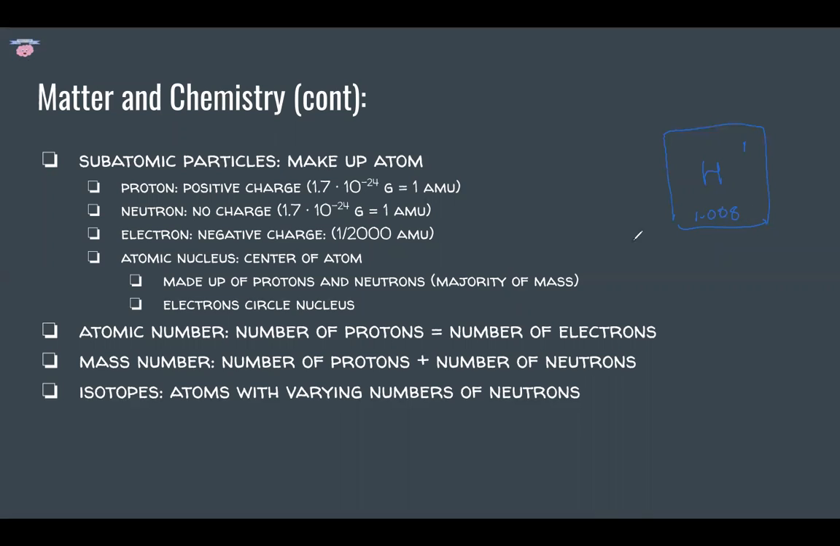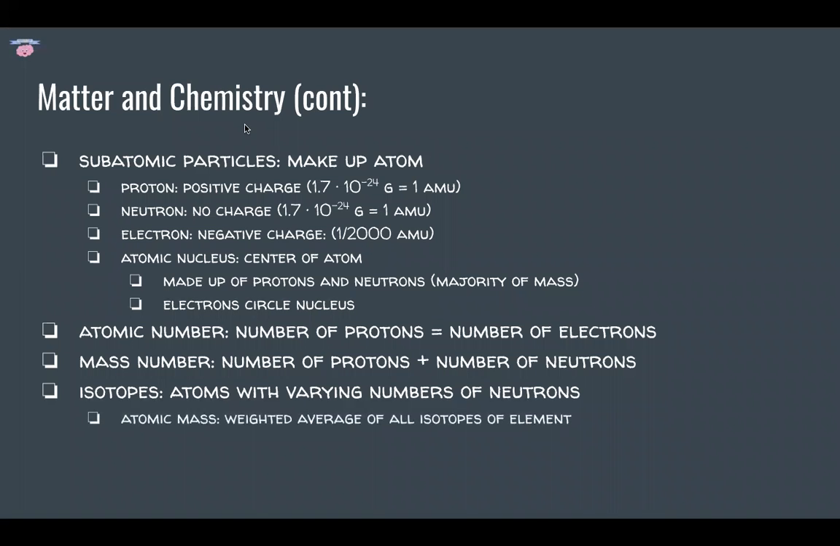Atomic mass is slightly different, and it has to do with isotopes. Isotopes are atoms with varying numbers of neutrons, and hydrogen has three isotopes. The most common one is hydrogen itself with a mass number of one, called H1. Then there's hydrogen with a mass number of two, called deuterium, and hydrogen with a mass number of three. These two aren't really found that commonly, so that's why, as you'll see, the atomic mass is 1.008.